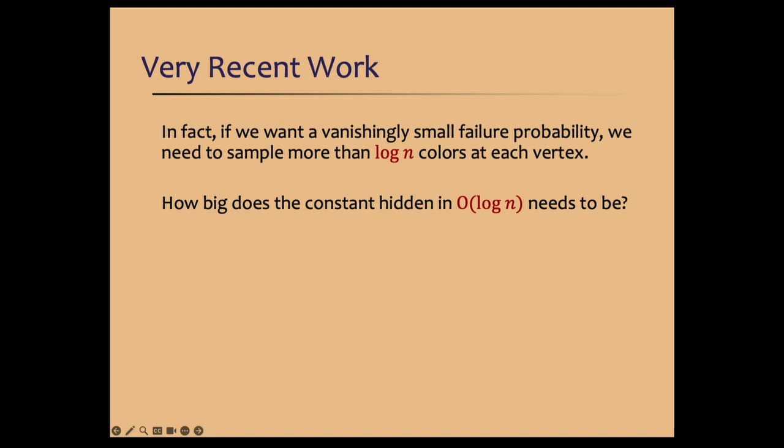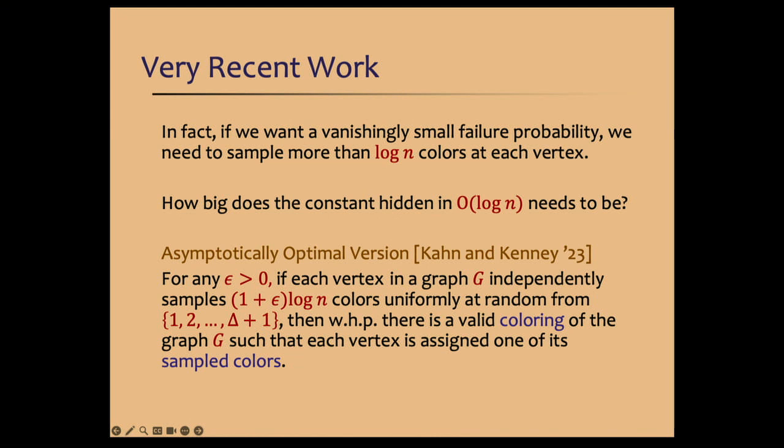We didn't talk about constants, and I'll keep it that way. I won't talk about the constants in our work. But you can ask the question, how small can that constant be made in front of log n? Very recently, literally like a couple of weeks ago, this got resolved by Jeff Kahn and Charles Kenny, who show that, in fact, for any epsilon greater than 0, sampling (1 plus epsilon) times log n colors is enough to get a high probability of success. So this is the asymptotically optimal version of the palette sparsification theorem that has come about.